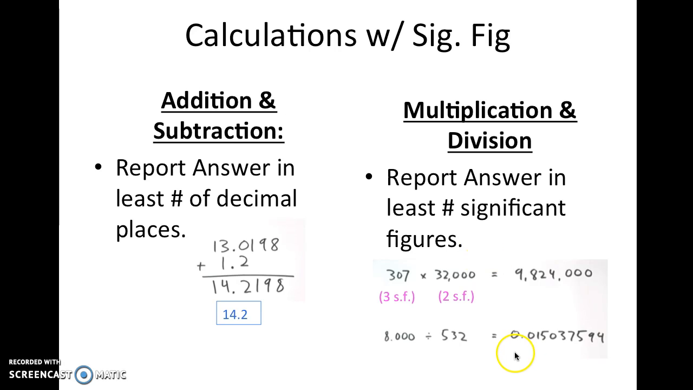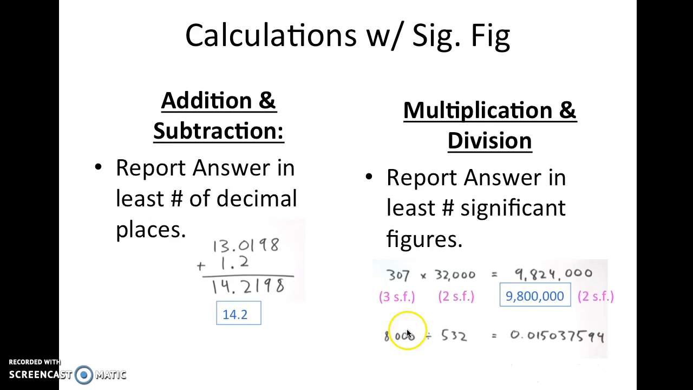2. Great. So this is the complete product here. This is 9,824,000. We only want 2 significant figures. Right now, there's a total of 1, 2, 3, 4. So we only want 2 of those. So what we're going to do is we're going to replace the digits to the right with all zeros. And so we have now 9,800,000, and we reported that in 2 sig figs.